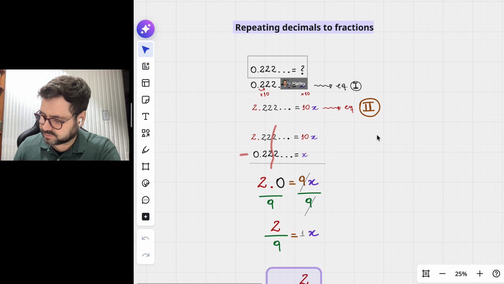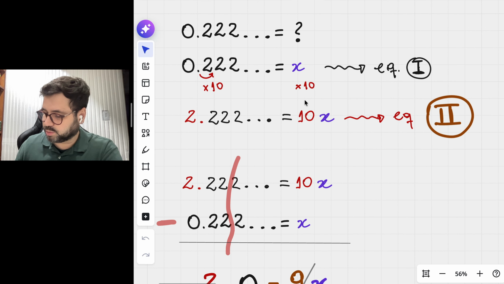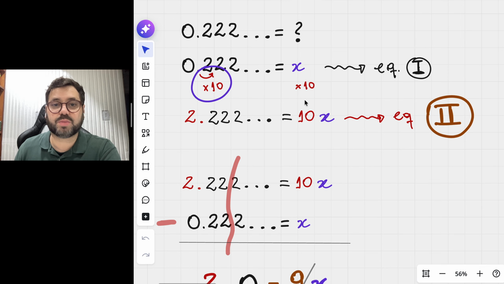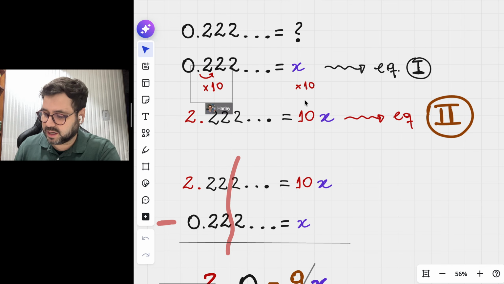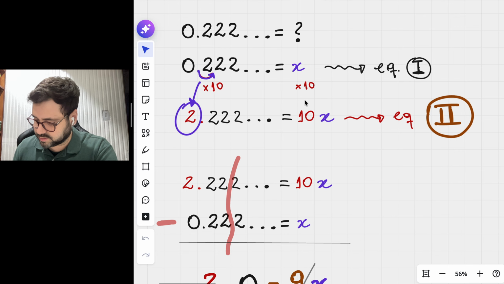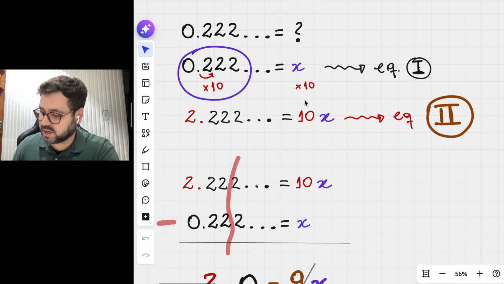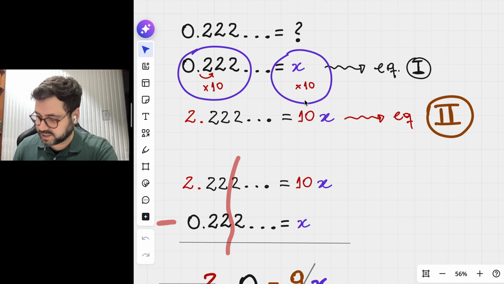So in this case, I multiply 0.222 repeating by 10. Why did I multiply 0.222 repeating decimal by 10? In order to move the decimal point once to the right, turning this number into 2 point, again, the repeating decimal. Remember, whatever I do on the left, I gotta do also on the right of the equation. So if I multiplied the left side by 10, I gotta do the same on the right side and multiply the x also by 10.